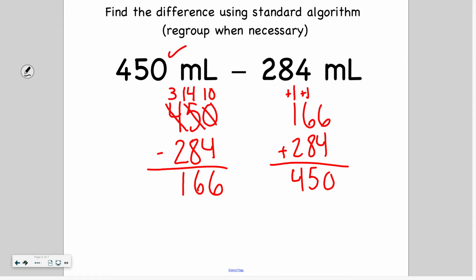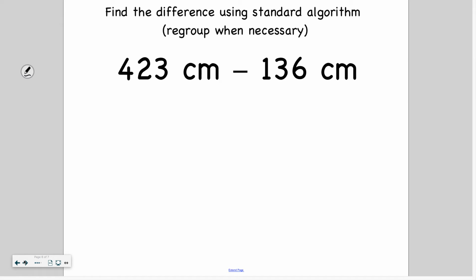So you're going to try this last one. Go ahead and pause the video now. Press play when you're ready to check your work. Okay, so the first step is to rewrite this in standard algorithm. And you're going to line up the digits by place value like I have here. So hopefully that's the first thing you should have done.